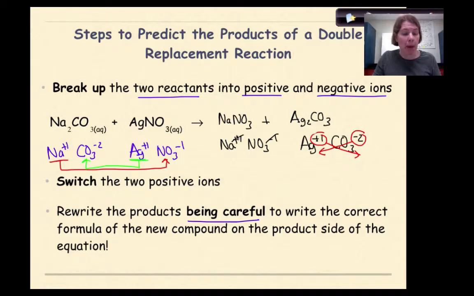If I go back and balance this really quickly, because it's always a good idea to balance it, again, I'm going to start out by looking at my polyatomics because they're prevalent here. 1 NO3, 1 NO3, so that's balanced. 1 CO3, 1 CO3, those are balanced. So now I'm going to look at my Ags and my Nas.